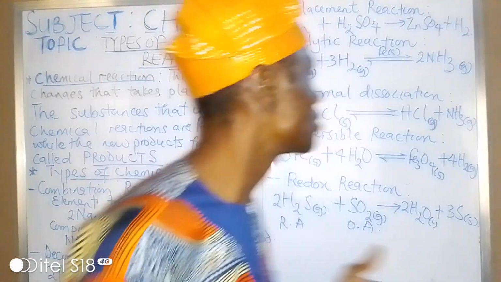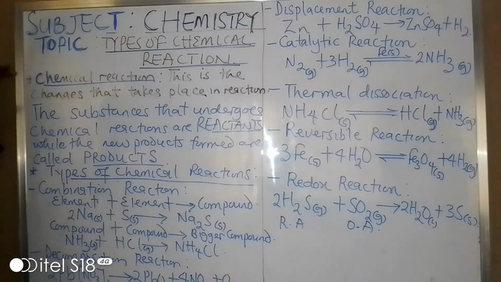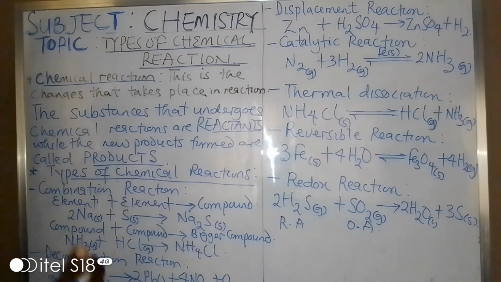Having said that, let us now look at what we are saying. Now, chemical reaction is the change that takes place in a reaction. So the substances that undergo chemical reactions are called reactants. Okay, and the new product being formed is called the product. So it is when the reactants mix together, we now have what is called products. Now, let us look at types of chemical reaction.